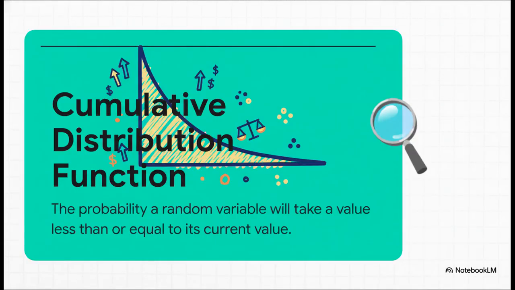Now, if the PDF tells us the chance of one specific outcome, the cumulative distribution function, or CDF, does something a little different. It adds everything up. The CDF tells us the total probability of an outcome being less than or equal to some value. So it helps us answer questions like, what are the odds that my stock will be worth $50 or less?